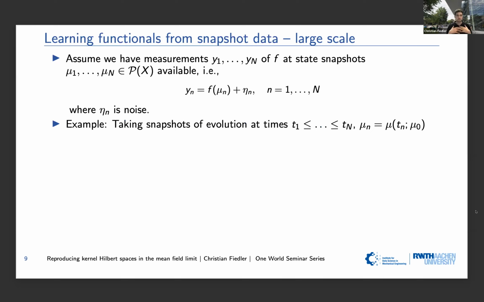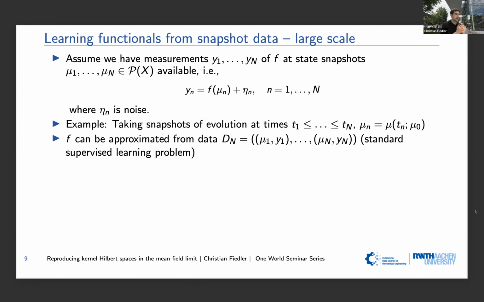And this can also be done in a completely analogous manner as in the case of discrete agents. We, for example, evolve the system, which means you have an evolving distribution. And then at certain sampling times, you basically take a snapshot leading to one fixed distribution. Now, once again, our function, which is now a function on probability distributions, can still be approximated from data. And it's still a supervised learning problem.